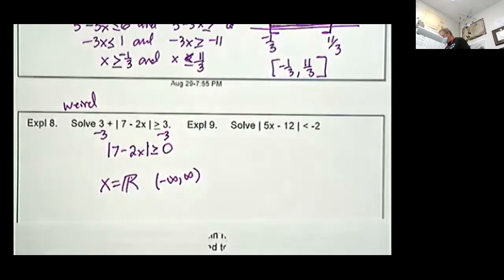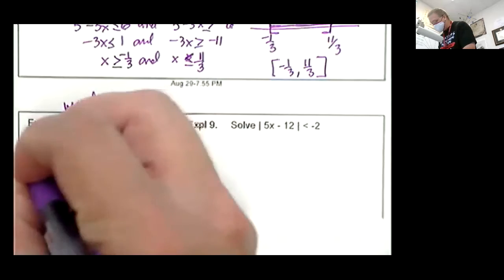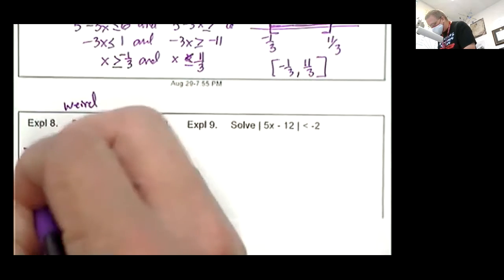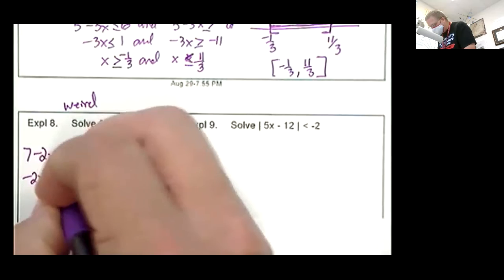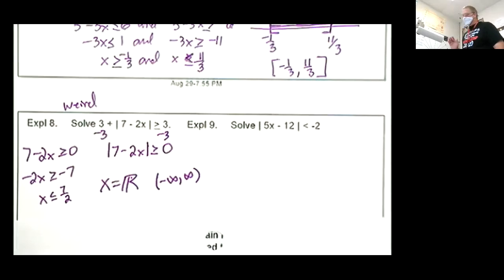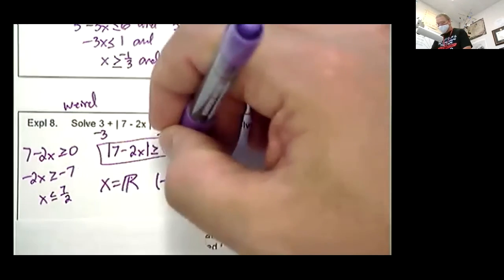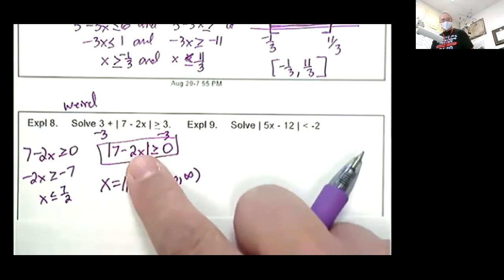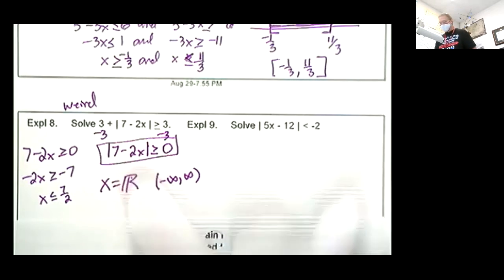Now the tough part on this one is you can actually solve and get an answer, right? You can actually solve this. You would get 7 minus 2x greater than or equal to 0. So -2x is greater than or equal to -7. Divide, you flip, 7 halves. Doesn't matter. You have to see that on this inequality, once we get greater than or equal to 0, it doesn't matter what number you plug in, any number will work.